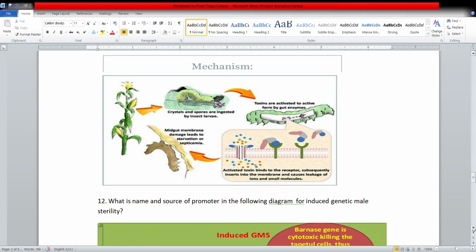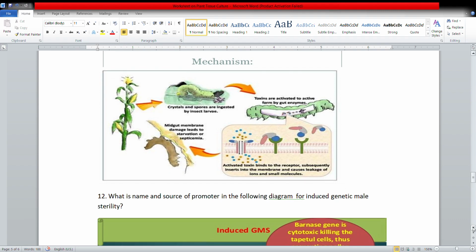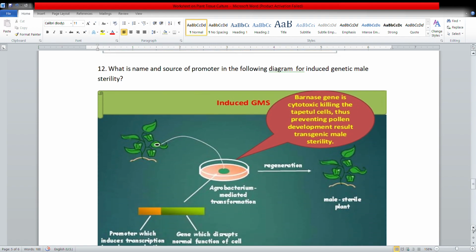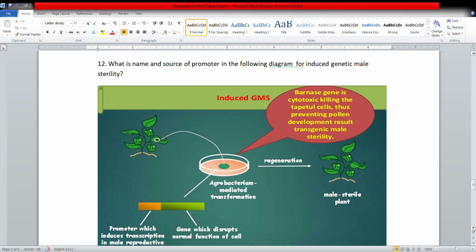Okay, so what is the name and the source of the promoter in the following diagram for induced genetic male sterility? You know, Agrobacterium mediated gene transfer technique, through which we can use the cauliflower mosaic virus CaMV35S promoter, and we get the genes from the tobacco plants. For the transfer of the gene to make the pollen grain sterile and make the female plants, just to develop the hybrid through the BARNASE barstar system. So the cauliflower mosaic virus CaMV35S promoter induces the transcription, helps in the functioning of the BARNASE gene that makes the pollen grain sterile, and the barstar gene restores the pollen grain fertility.